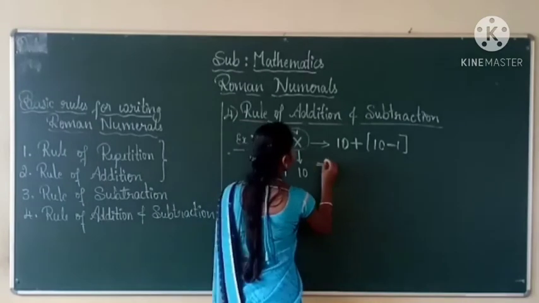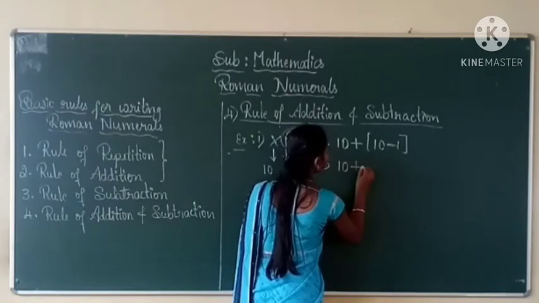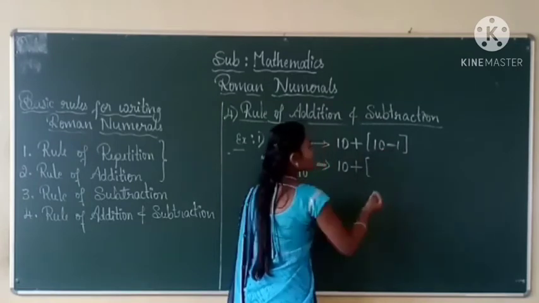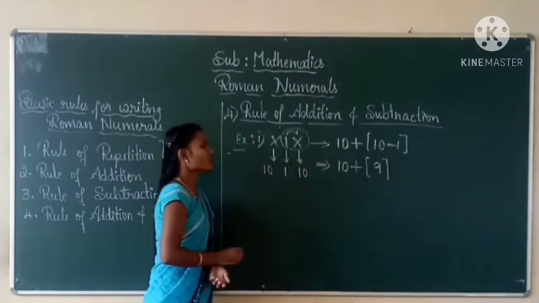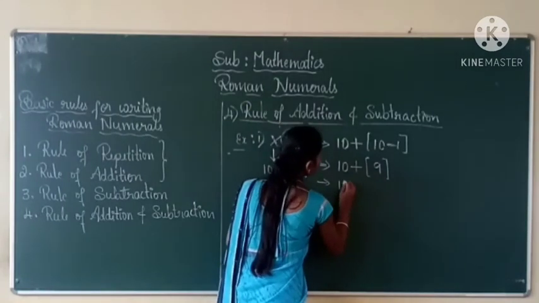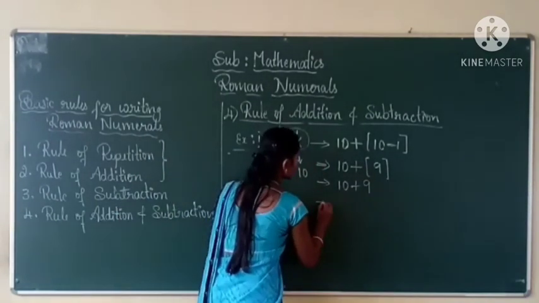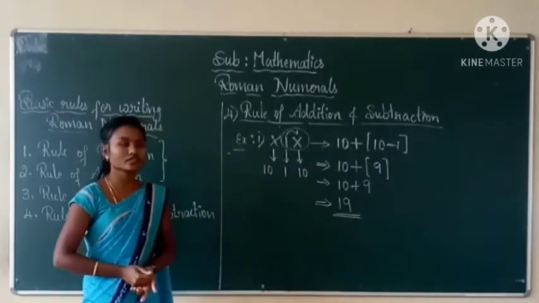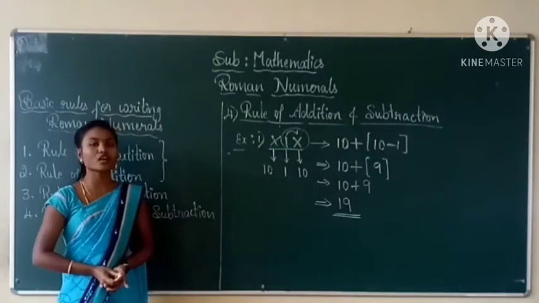So now write this 10 as it is and write the symbol of addition and we write this bracket also. We know that 10 minus 1 is equal to 9 and close the bracket. It is 10 plus 9. So remove the bracket and write 10 plus 9. 10 plus 9, it is how much? It is 19. 10 plus 9 is equal to 19. So it is the symbol of 19. XIX is the symbol of 19.